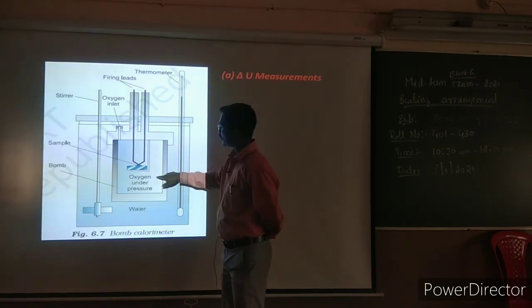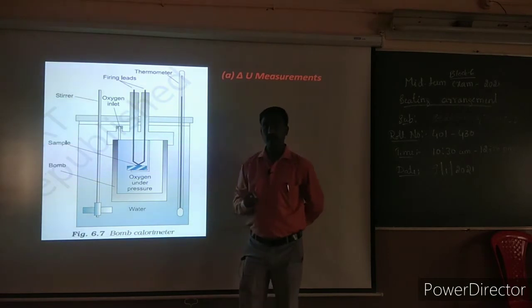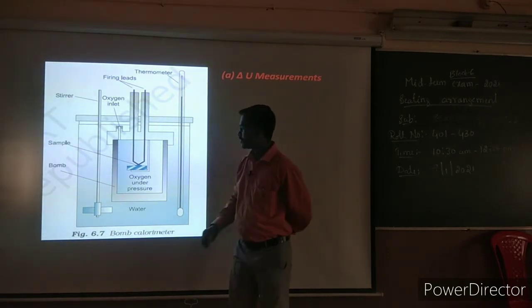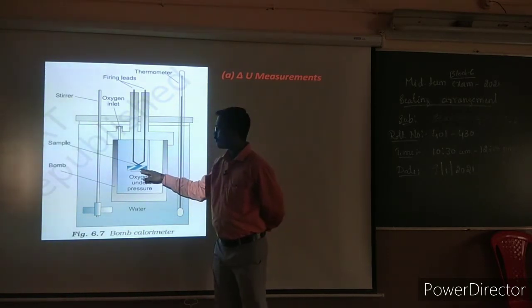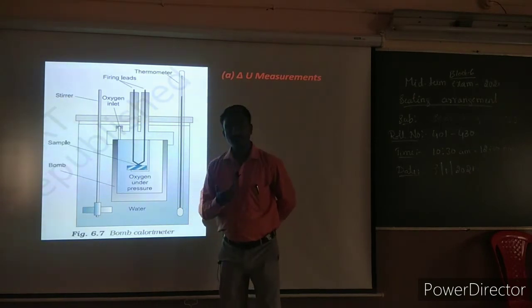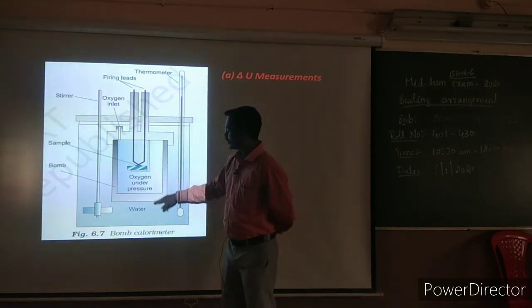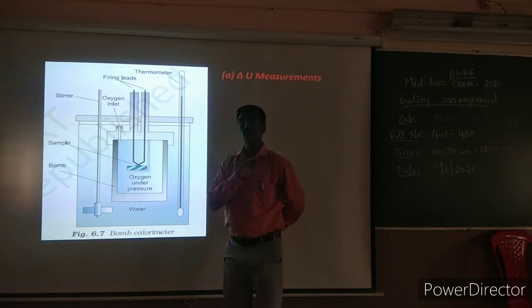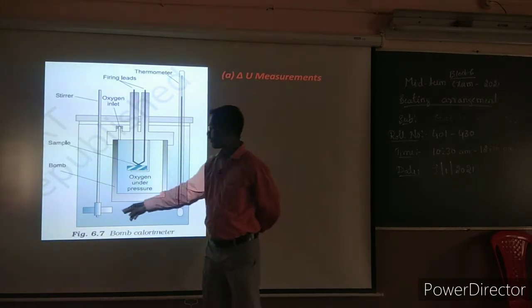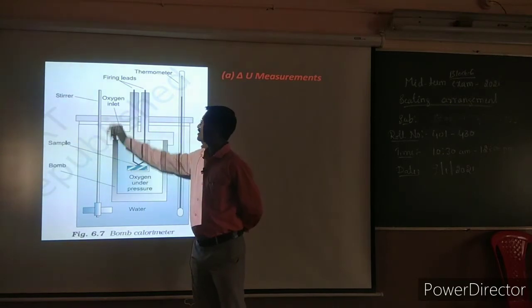So here, that thermometer is going to read the temperature change in the water initially, meaning before the burning of the sample, and after the burning of the sample. The temperature distribution in the water, thoroughly and uniformly, can be maintained by this stirrer. This is called a stirrer.